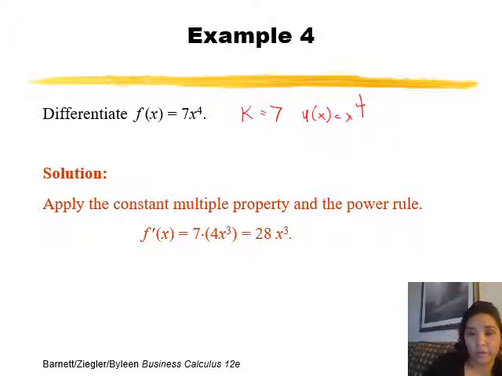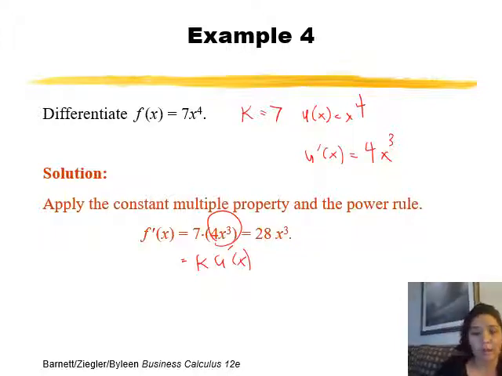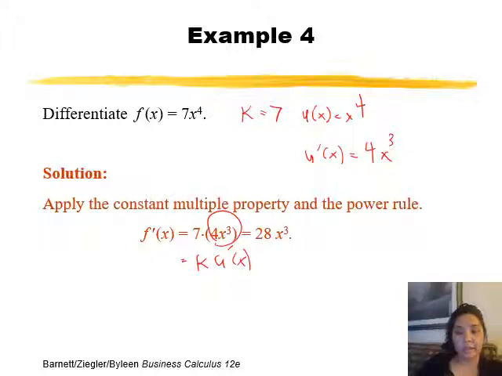And so notice we are going to now do k times u prime of x. All right, and so what is u prime of x? U prime of x is equal to, bring this 4 down, x to the 4 minus 1 is 3. And that's how they get this guy down here. So we're applying the constant multiple rule and the power rule to this problem, and 7 times 4 is 28x cubed.